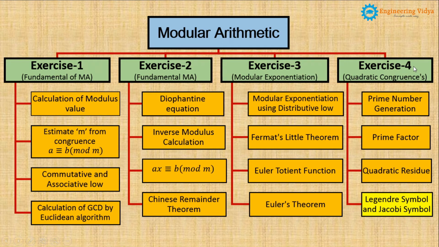In exercise number 4, we have completed prime number generation, prime factor and quadratic residue. So now see the last part of the modular arithmetic chapter, that is Legendre symbol and Jacobi symbol. But make sure that Legendre symbol is a different topic, Jacobi symbol is a different topic. So in this lecture, we are going to cover all the theoretical background related to the Legendre symbol, and then after completion of the theoretical background, we will see the mathematical implementation of Legendre symbol in the next lecture only. And then after completion of the next lecture, we are going to start with the Jacobi symbol, right? So this is how the chapter is categorized.